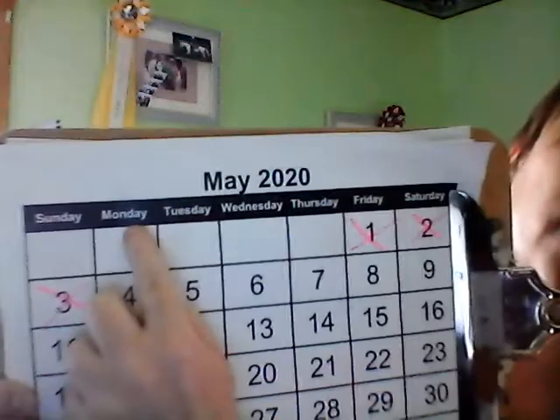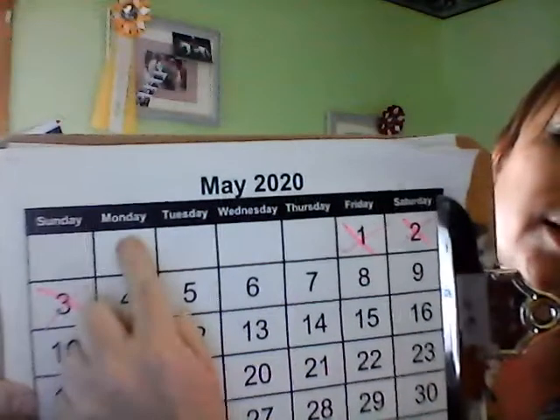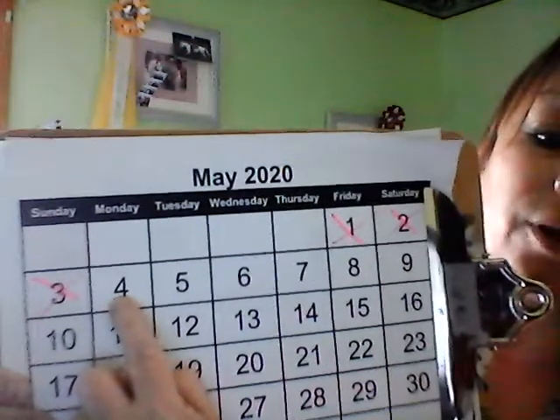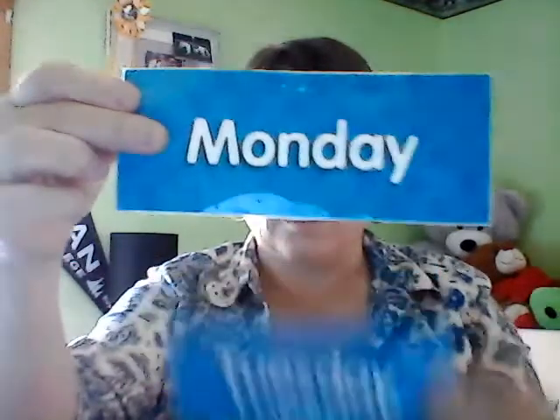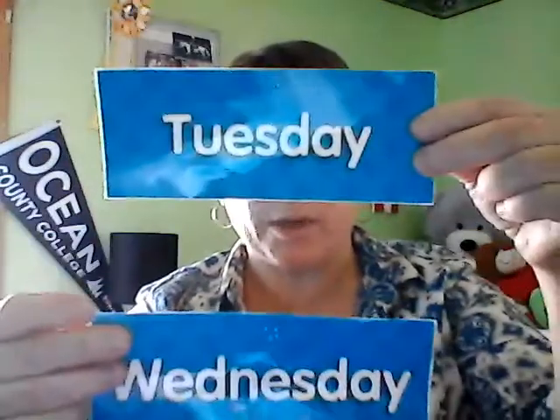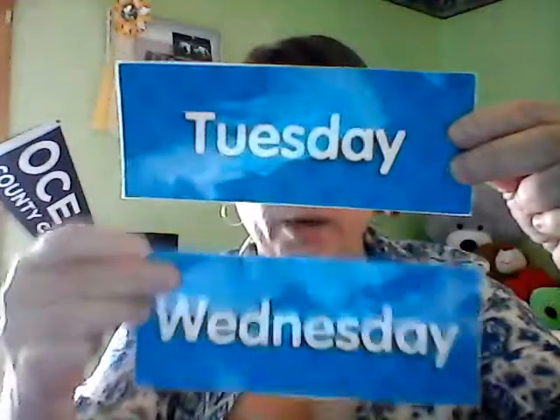Yesterday was Sunday. So what's today? If yesterday was Sunday, today is Monday, the 4th, and tomorrow will be the 5th. So, what is today? Today is Monday. What will tomorrow be? If today is Monday, what will tomorrow be? Will tomorrow be Tuesday or Wednesday? Tomorrow will be Tuesday. Excellent.